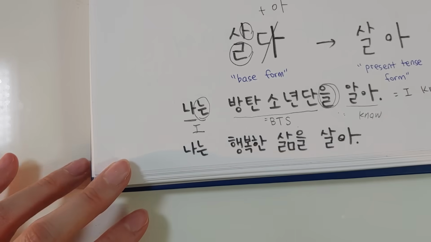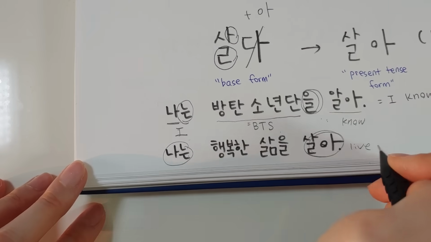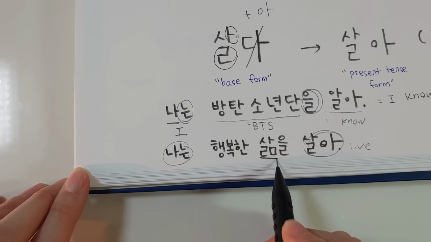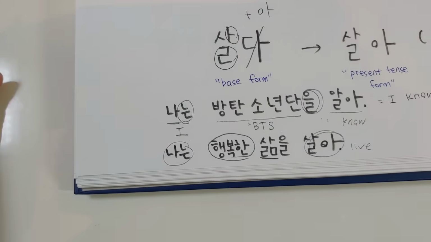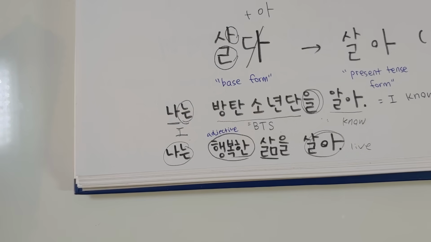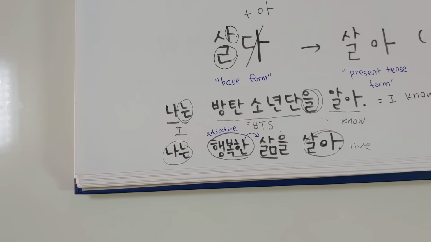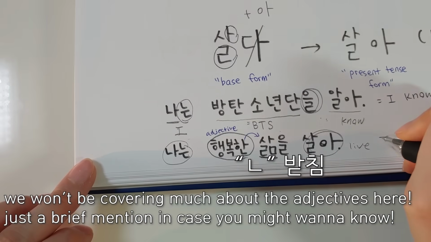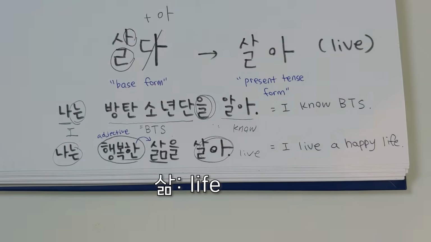And how about the next one? 나는 is obviously a subject. Now you can know that, right? And object is 삶, but you can see that there is an additional word before the object, 행복한, and this is an adjective that means happy. And the adjectives that are placed before the noun that it modifies has 니은 받침, 니은 final consonant form. And moving on to the next word, 삶 means life. So it means I live a happy life.